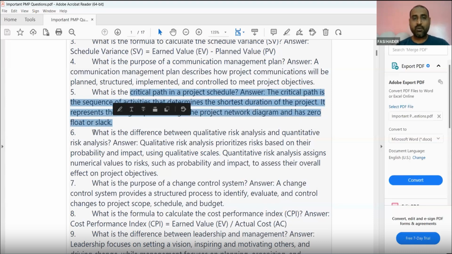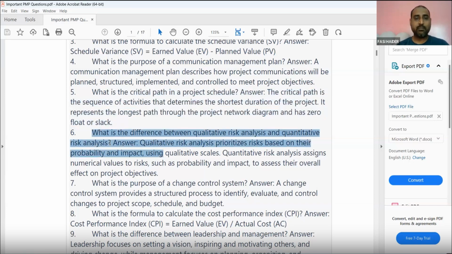What is the difference between qualitative risk analysis and quantitative risk analysis? You remember quality and quantity. What we said, quantity, when the numbers are there, you are talking about the numbers and you are.